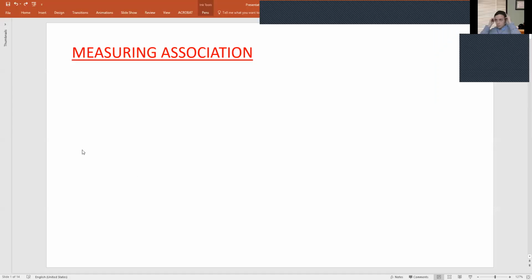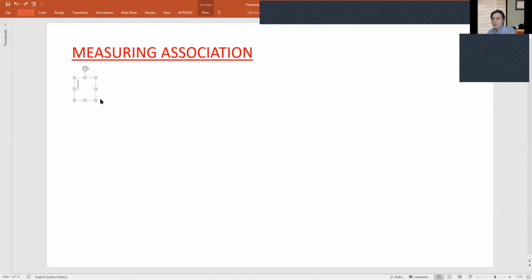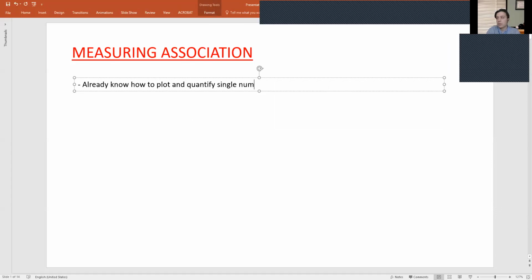Okay, so right now what we're going to do is start talking about measuring association, which becomes important to us because so far we've talked a lot about how to describe single variables, right? So we already know how to describe single variables, how to plot and quantify single numerical variables.